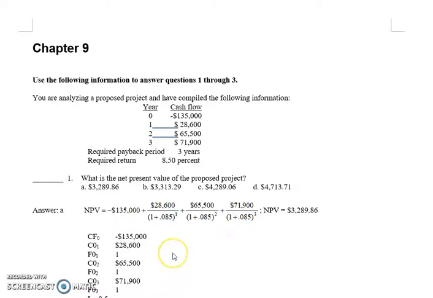Chapter 9, I'm going to go through this question in the file and very quickly, mainly give you some hints. So questions 1 to 3 ask you first, what's net present value? The net present value is calculated by present value minus cost. So we know the cost. Here is the cost, which is the cash flow year 0. And this part is the present value.